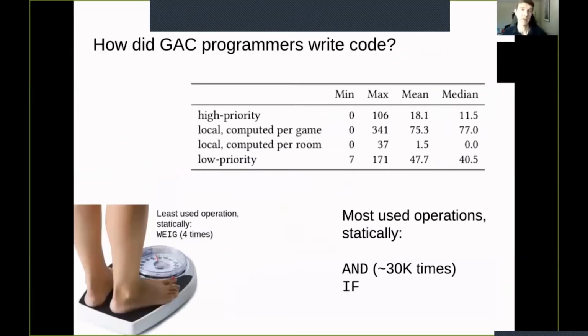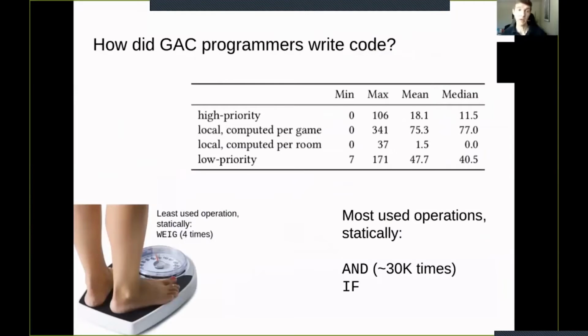We can also look at the code that these programmers wrote. So the GAC code in this domain-specific language is broken into 3 parts. There was high-priority stuff, which is executed first. There was low-priority stuff, which is executed last. And then there were local conditions that were attached to a specific room.